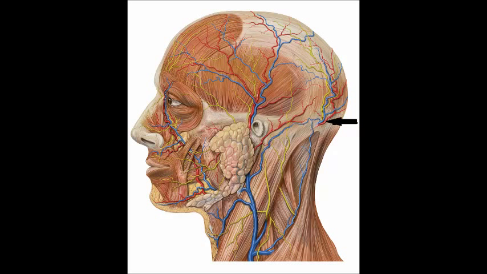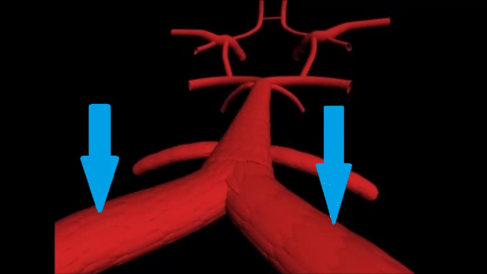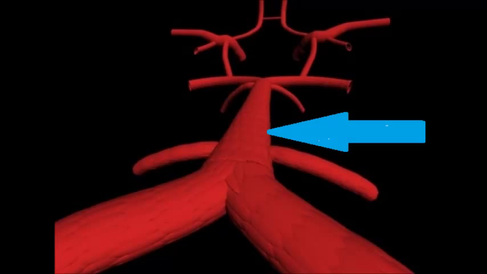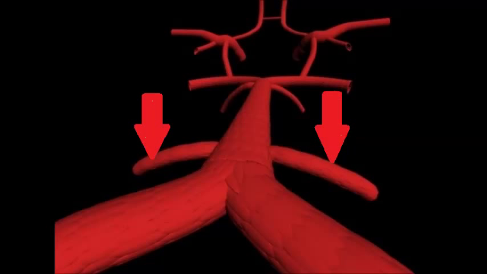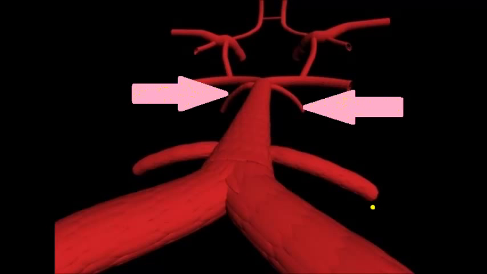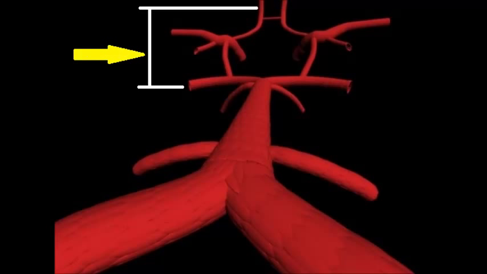This is the occipital artery. The vertebral arteries converge to form the basilar artery. These are the cerebellar arteries. This entire area is known as the Circle of Willis.